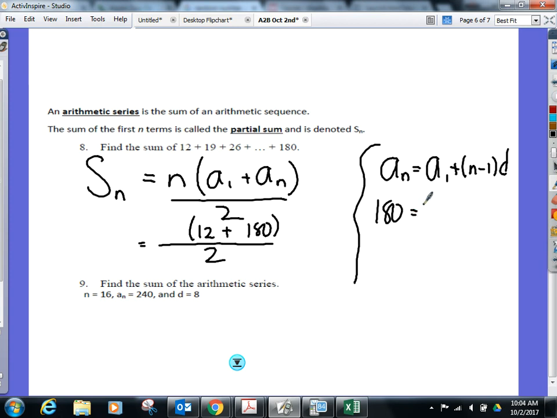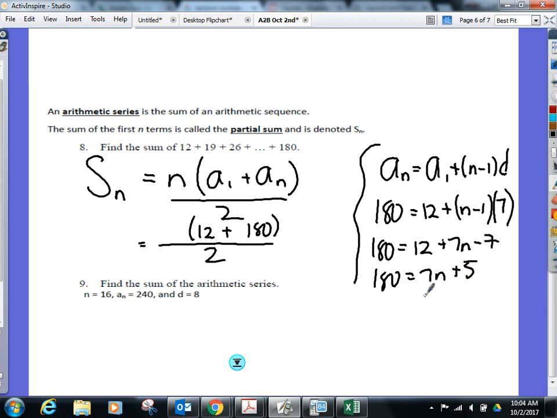What was the first term? 12 plus, I'm trying to figure out what term 180 is. Do we see why? I'm trying to figure out what term 180 is so I know how many total terms I'm adding up. And what's the d value here? Common difference. Austin? 7. I'm adding 7 every time. So 180 equals 12 plus 7n minus 7. You can do it with me here. That's 180 equals 7n plus 5. So go ahead, finish that up for me.